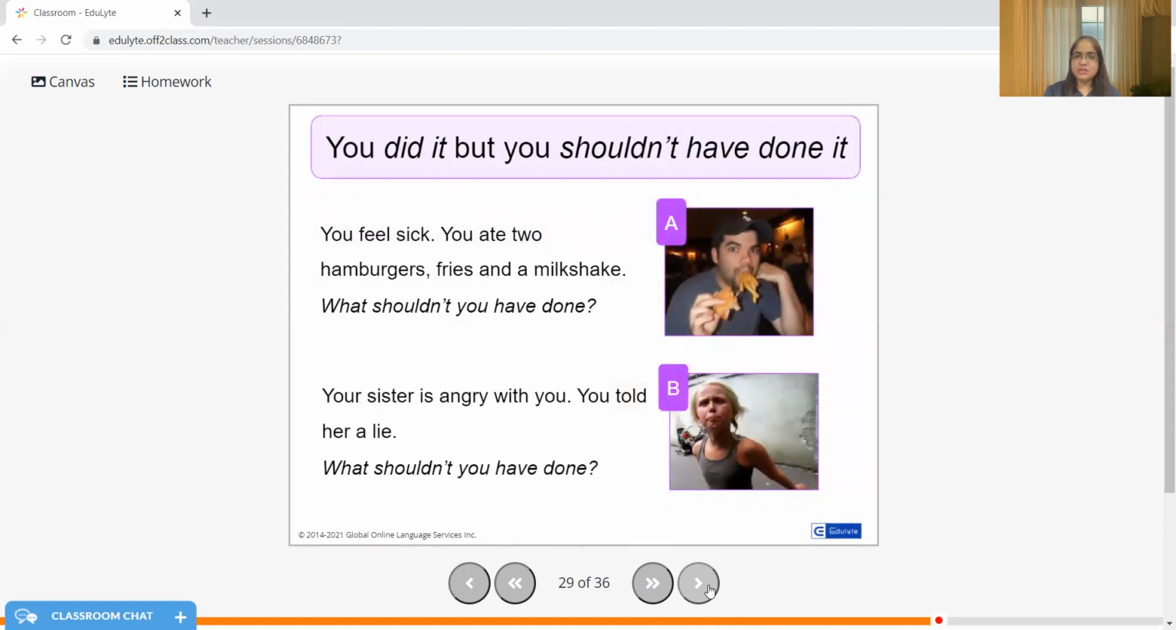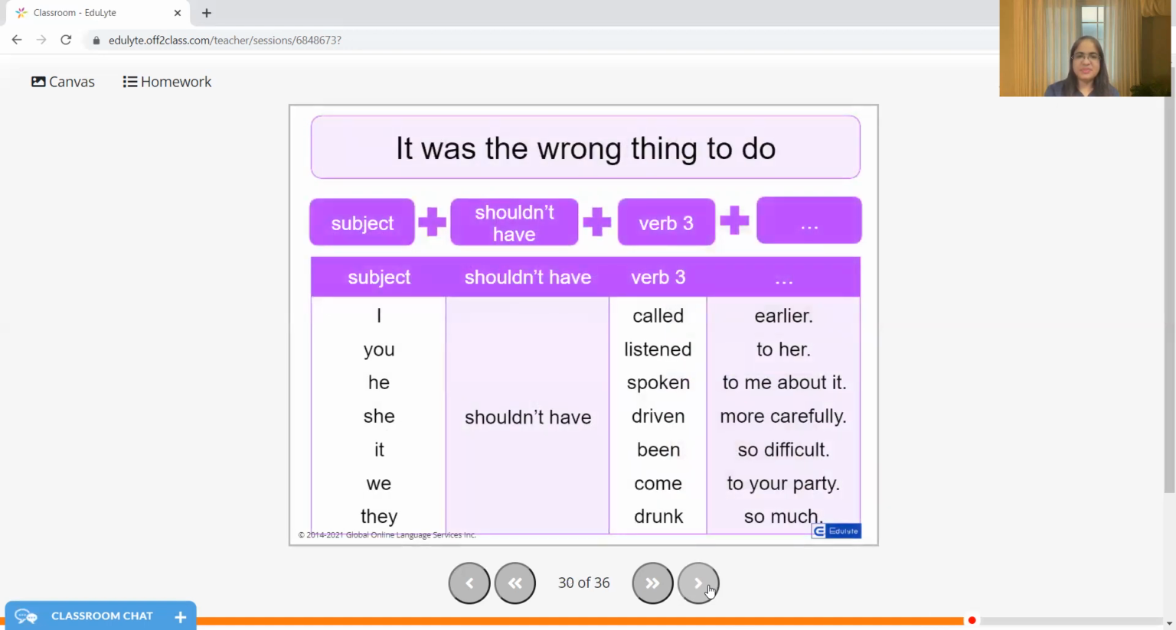So you did it, but you should not have done it. Let's make some sentences. You feel sick. You ate 2 hamburgers, fries, and a milkshake. So what you should not have done, you should not have taken such a heavy meal. And your sister is angry with you. You told her a lie. What you should not have done, you should not have lied to her. So the concept will remain the same, verb with third form, subject with should, but in between we will be using should not have.